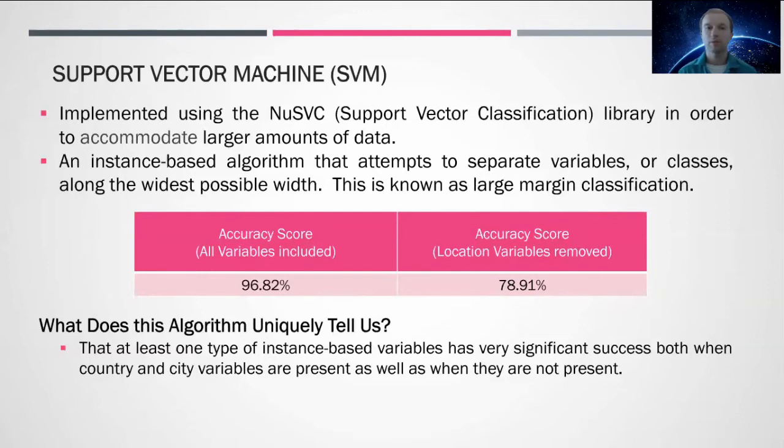It somewhat suffers compared to what we saw with gradient boosting at 78, 79%, but that's still in the same ballpark of not being random. And this tells us with SVM that at least one type of instance-based algorithm has very significant success, both when country and city variables are present, as well as when they're not present.